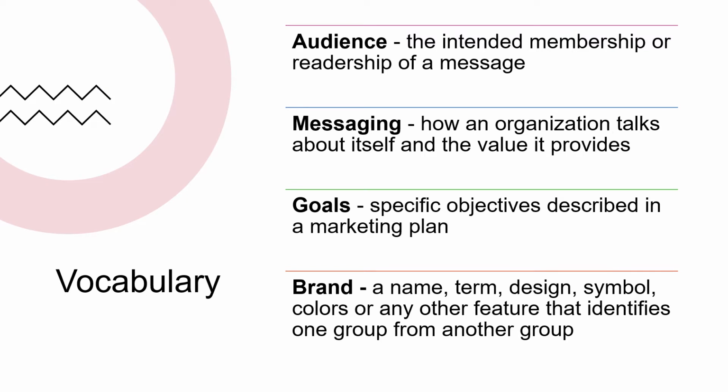First up, we have some vocab words that are a great place to start, and although they might look familiar to you, it's really important you have a solid understanding of these. First, audience, which is the intended membership or readership of a message. Next is messaging, how an organization talks about itself and the value it provides. Goals, specific objectives described in a marketing plan. And brand, a name, term, design, symbol, colors, or any other feature that identifies your group from another group.